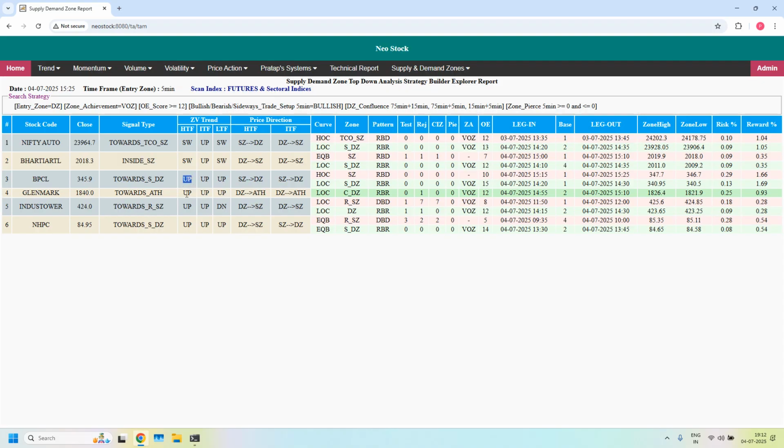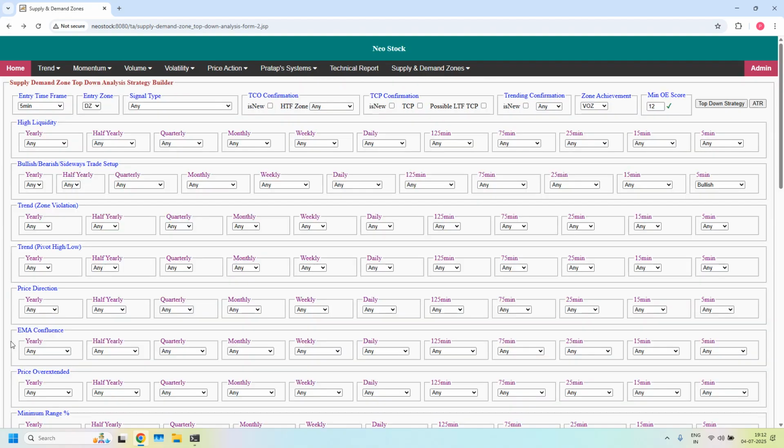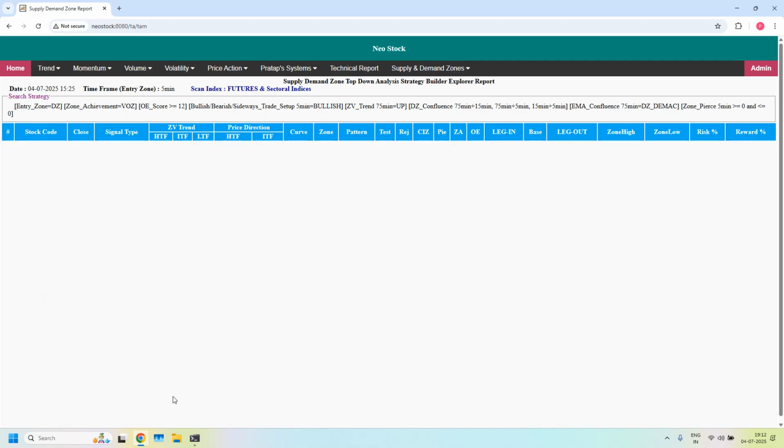And the 75 minutes trend is up in 4 stocks. Let's verify in these 4 stocks, any 75 minutes demand zone having daily EMA confluence. At 75 minutes time frame, 75 minutes demand zone with daily EMA. At the same time, trend on the 75 minutes demand zone should not be sideways. It should be uptrend because it is a bullish trade setup. Let's filter. We did not get any high probability trade setup stocks for hourly income trade, bullish trade setup.